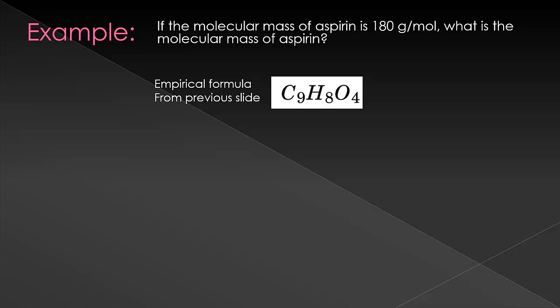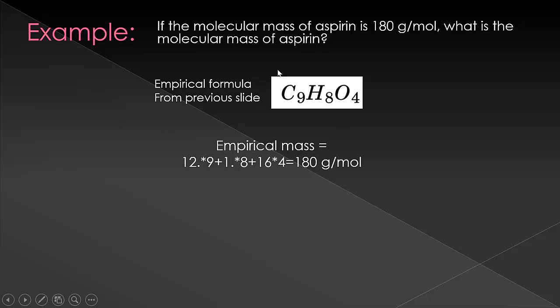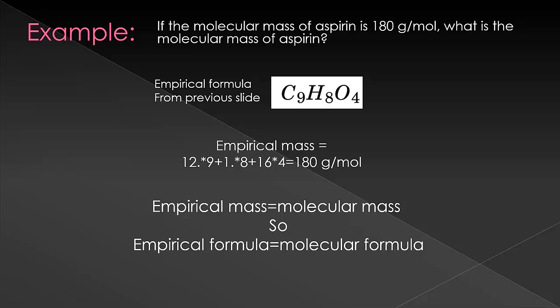Think back to that first slide when I discussed how the ratio of the masses must always be a whole number. So let's figure out our empirical mass. We look at our empirical mass and we notice something interesting. It's actually the same as our molecular mass. So our empirical mass, the mass of C9H8O4, is the same as our molecular mass. And if that's the case, we know that that's also our molecular formula.